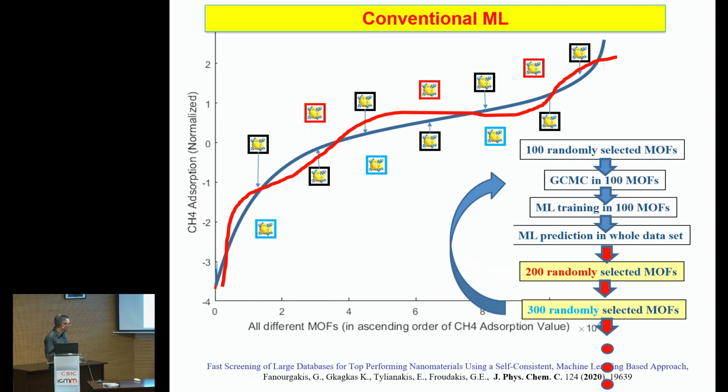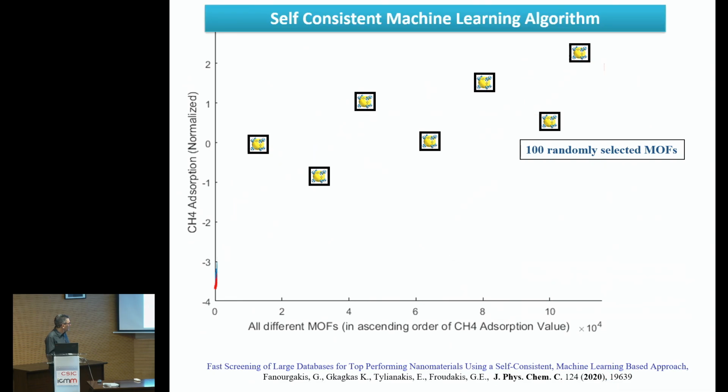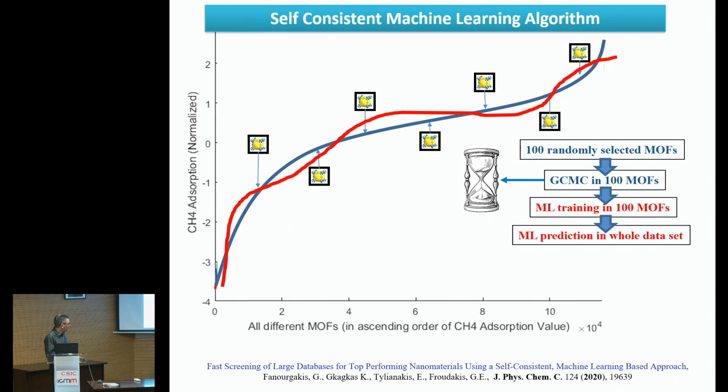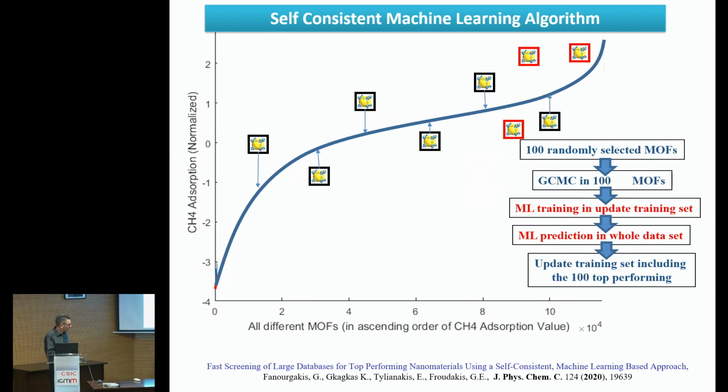What we propose now is that we start with 100 MOFs, again randomly selected. We calculate the properties with Grand Canonical Monte Carlo, and we fit the line. And up to here, the two methodologies are exactly the same. Then we predict the 100 top performing materials. Maybe this prediction is not correct yet, but we try to find them here.